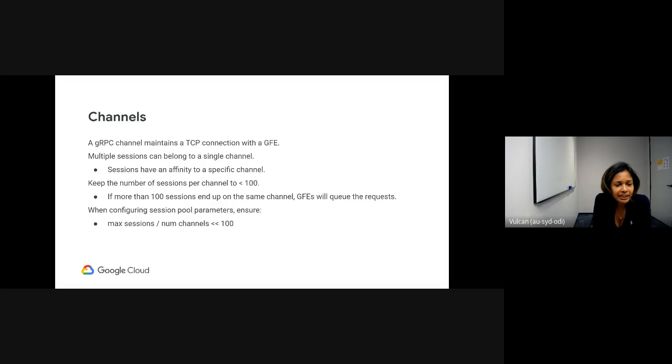All right, so we also mentioned a concept called a channel. So this may also be new to you. This is a concept in gRPC. A gRPC channel is a thing that maintains a TCP connection with the Google load balancers. And why is this necessary? Because the way the clients are set up, the sessions have an affinity to a specific channel. So when we create a client, there's a certain number of channels that are available, and the sessions are distributed as evenly as possible across these channels.